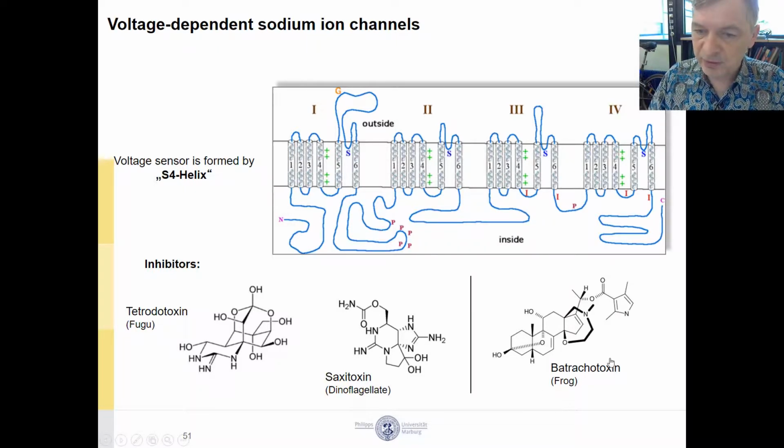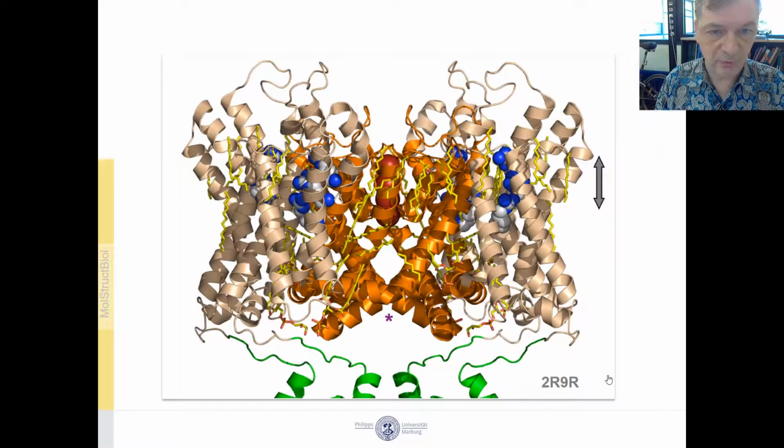And then also batrachotoxin from the frog of the Amazon Indians that is also working quite effectively in plugging this voltage channel. I will not talk about this voltage channel too much. It's a very complex structure.